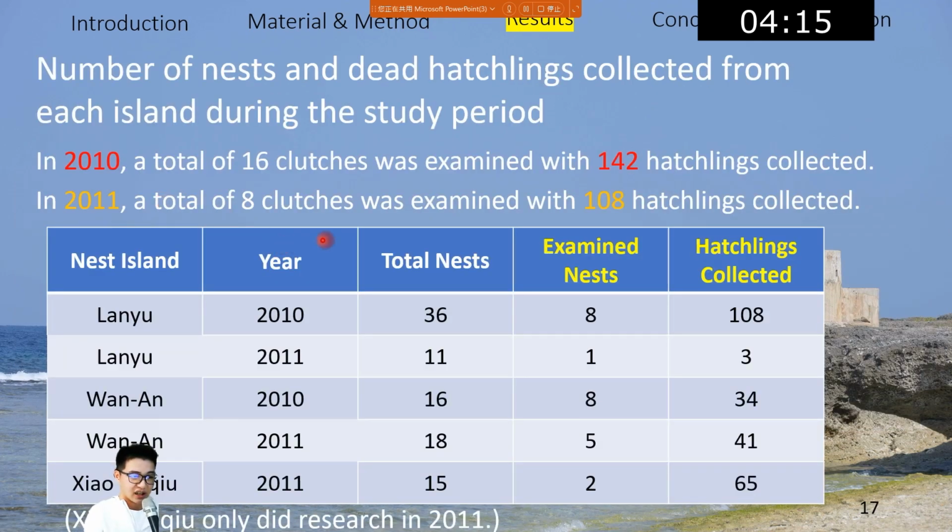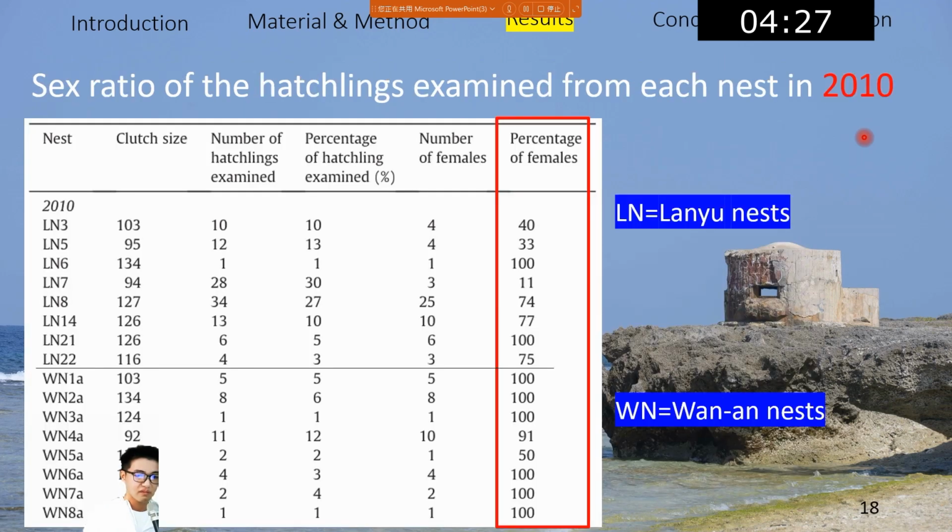This study continued for 2 years. We studied 250 hatchlings. Sorry for using that table. Above the line is Lanyu. This seems to be more average in the percentage of females. But for Wang-an, almost all of them are female. There are six nests with 100% females, and the minimum has 50% of them.